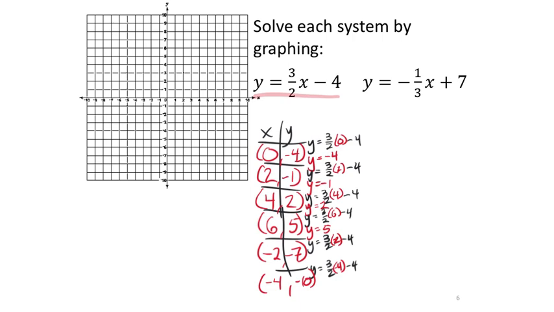So I'm going to start with 0, negative 4. That's going to give me that point that I've already put on the graph. Then I have 2, negative 1 here. Then I have 4, 2, which would be here. Then I have 6 and 5, which is, I think I got that right. Now that's all the points that I have there. And then I've got the negatives, right? So negative 2, negative 7 would be here. And then negative 4, negative 10 here. So that takes me to the edge of the graph.